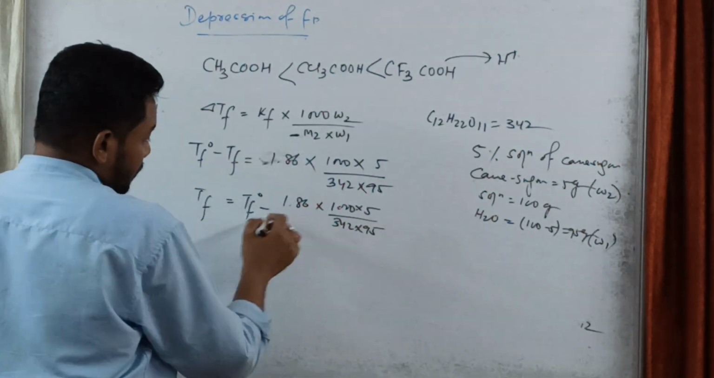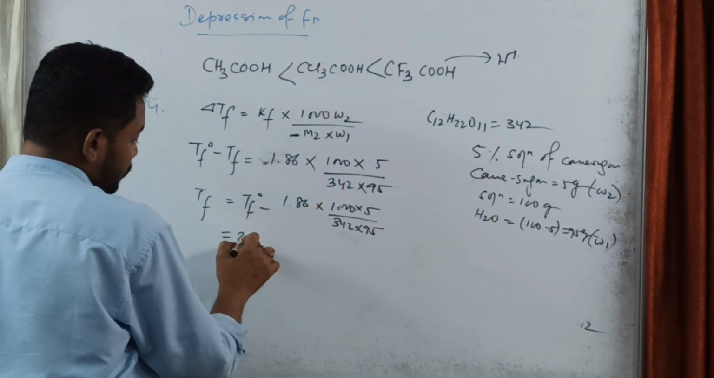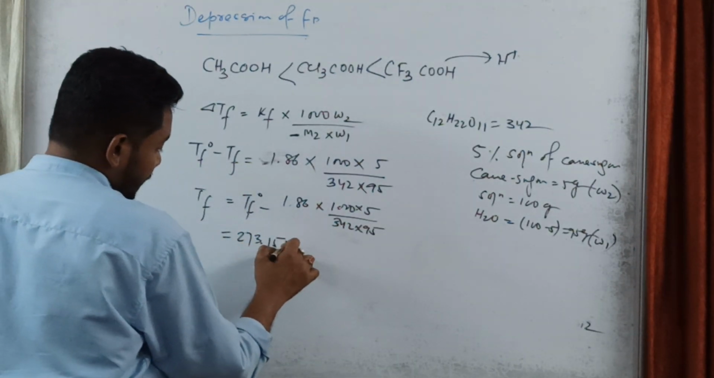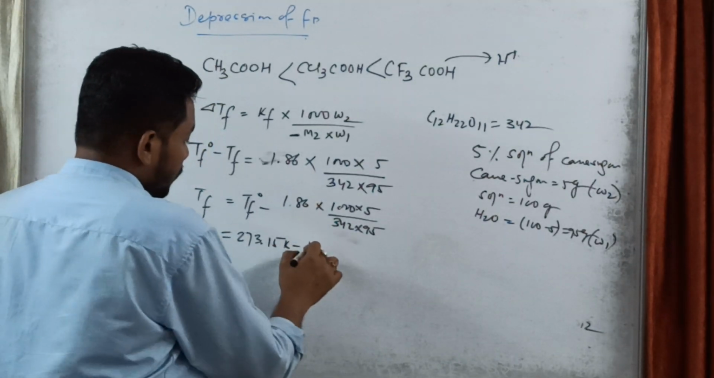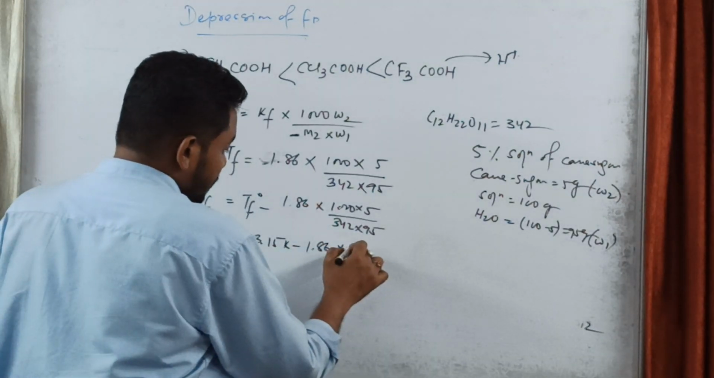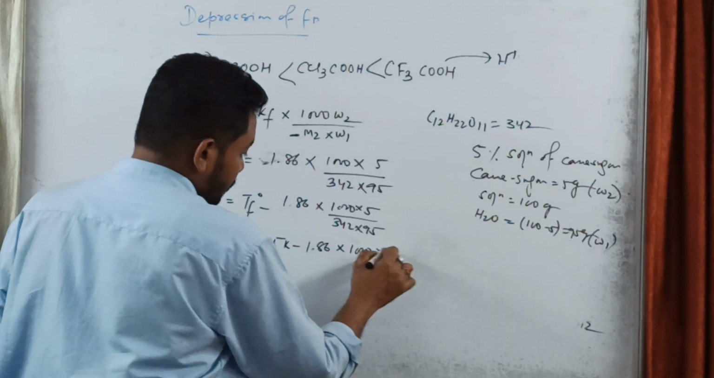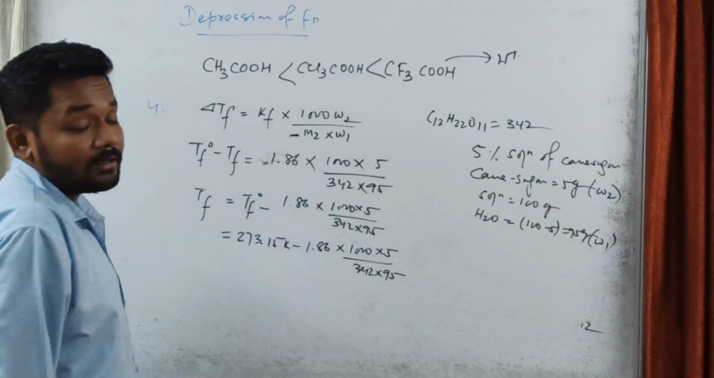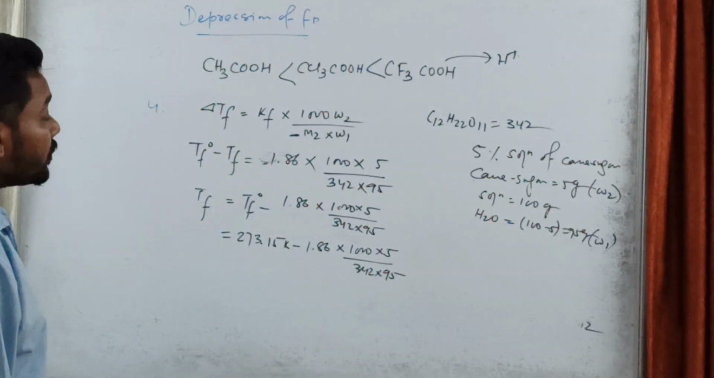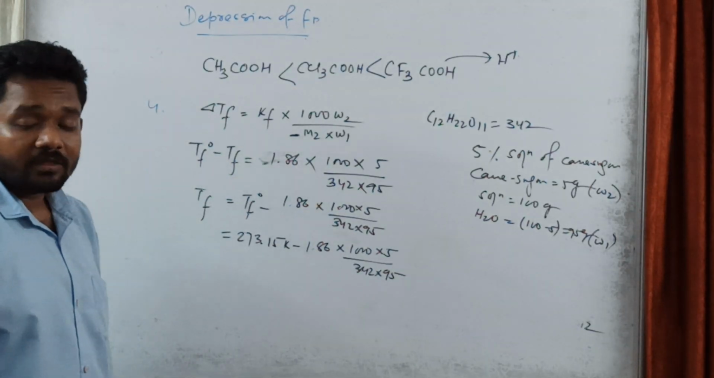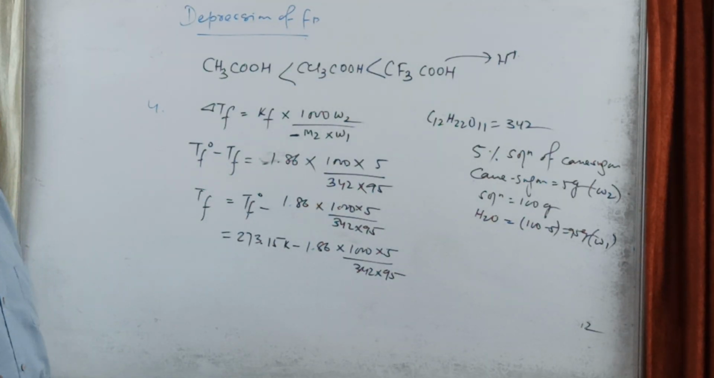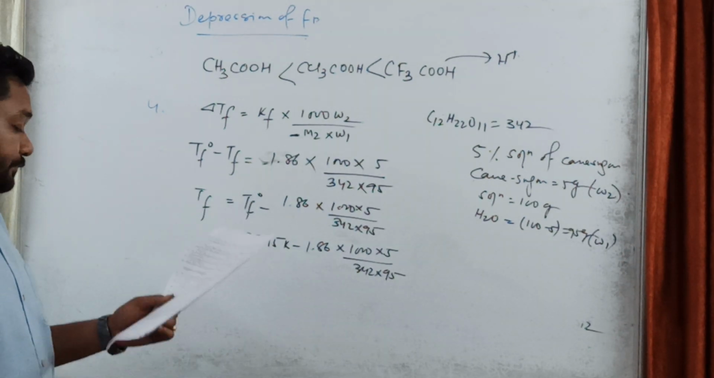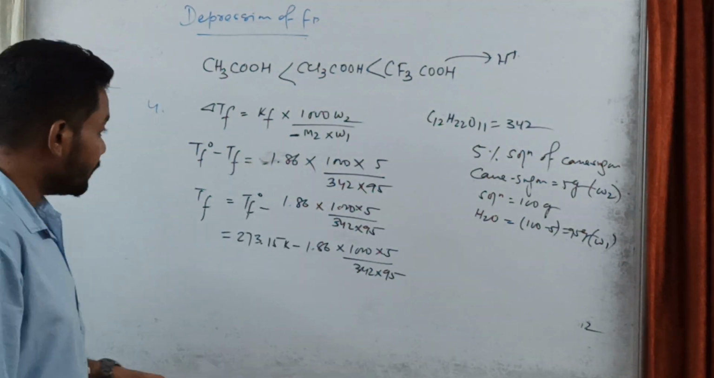Calculate. Tf0 you can write down 273.15 Kelvin minus 1.86 into 1000 into 5 by 342 into 95. You need to solve it by yourself, but don't use calculator. After doing it, you can check it with the calculator and see what is the change of values you are getting. So you need to do it by yourself. Okay.